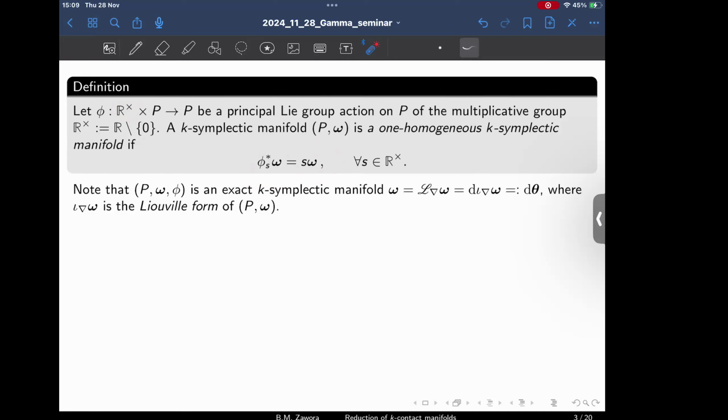And note that a one-homogeneous K-symplectic manifold is exact because from Cartan's magic formula, we can write this condition as this, right? So we get that omega is the differential of some theta, where theta is defined here.